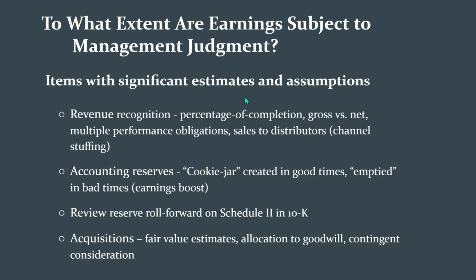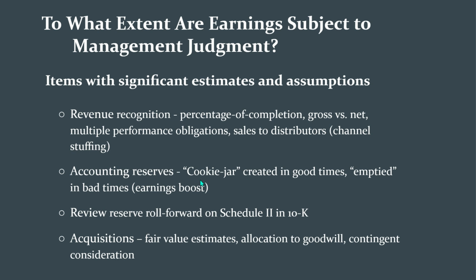Some items with significant estimates and assumptions, and therefore prone to earnings management. These are things you look for in the company's financial statements. Under revenue recognition, if they have things like percentage of completion, gross versus net, multiple performance obligations, sales to distributors, which can lead to something called channel stuffing. These are things you would look for in the financial statements.